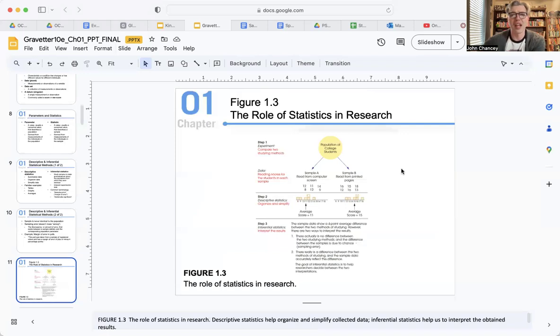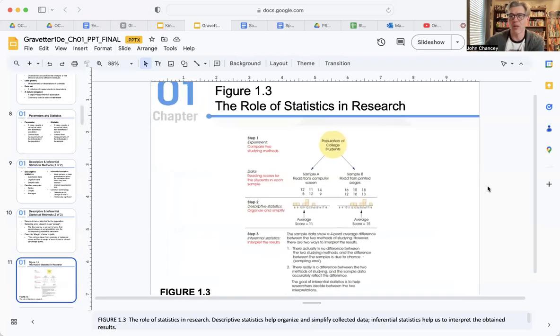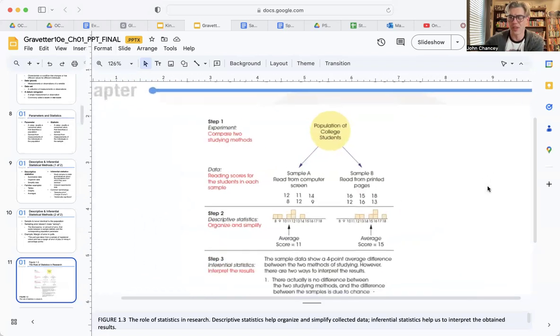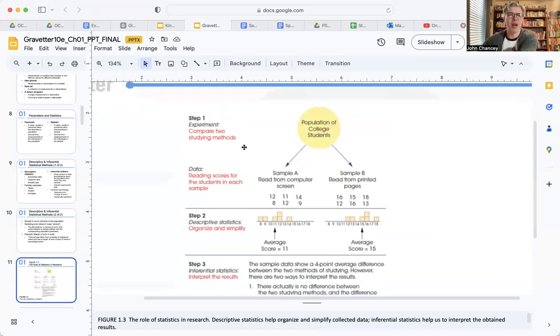Okay, so this is the role of statistics in research. Let me zoom this in for you. This is comparing two different studying methods. Our population is college students in this case. We're going to collect data from reading scores. Sample A reads from a computer screen. Sample B reads from printed pages. So that's the variation there. That's what we're changing. That is our independent variable in this case, the method of reading.